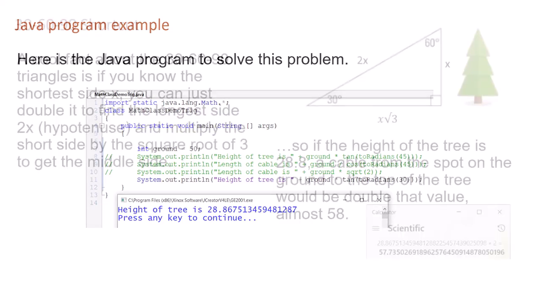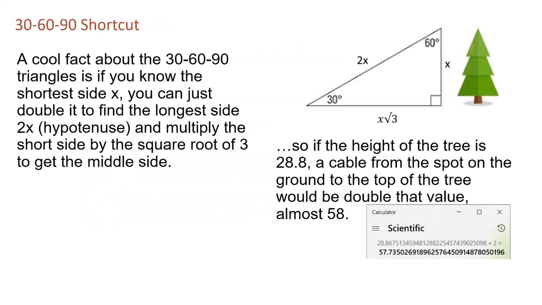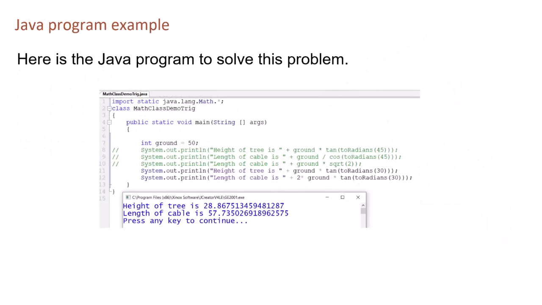A cool fact about 30, 60, 90 triangles is if you know the shortest side x, you can just double it to find the longest side, 2x, the hypotenuse, and multiply the short side by the square root of 3 to get the middle side. So, if the height of the tree is 28.8, a cable from the spot on the ground to the top of the tree would be double that value, almost 58. Here is the Java program to solve this problem.